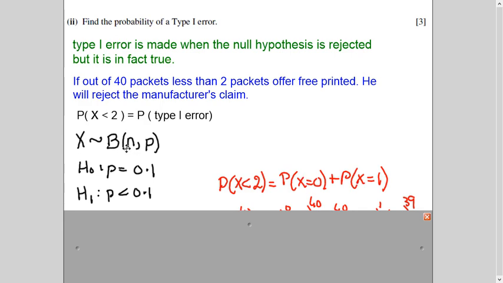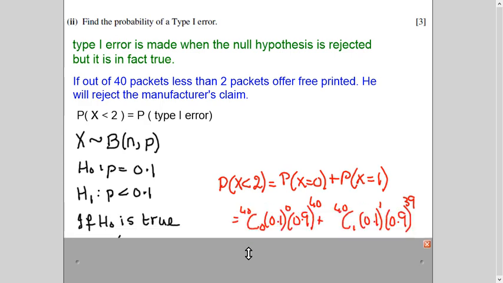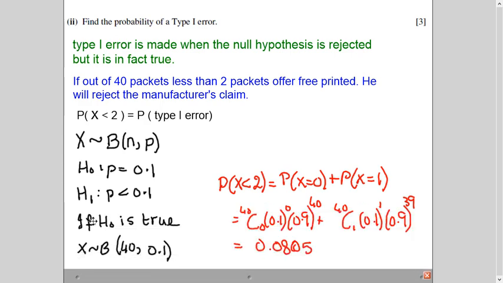Now in this case, what is your n? Of course 40. And p is from the null hypothesis, whatever you write here. You know what is the reason for that? Because you are calculating the probability considering that H0 is true. So if the null hypothesis is true, based on that you perform your test. And then you define your rejection criteria, which is already defined in this question, that if the number is less than 2 packets out of 40 packets, then it will be your rejection criteria. So that's why you're writing the parameters: X follows binomial, 40 is n and 0.1 is your p.